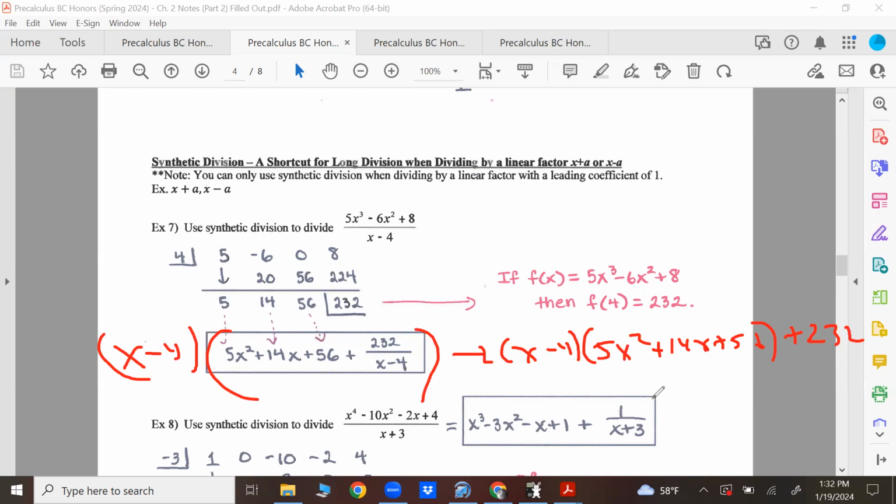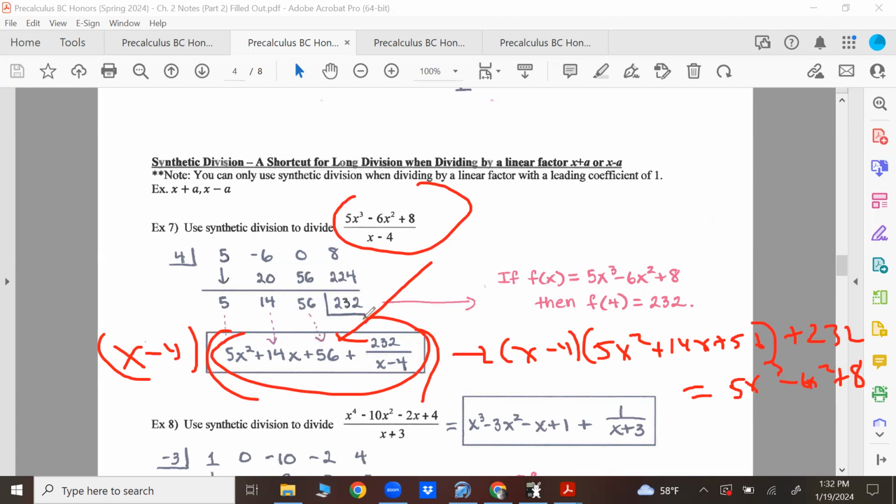All that's going to equal 5x cubed minus 6x squared plus 8. All of it's going to equal that, right? Because that's what I'm doing. Right now I know that all this equals that chunk. So if I multiply both sides by x minus 4, same thing, right?